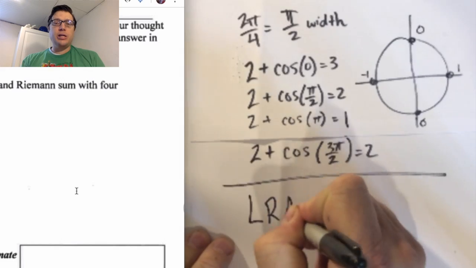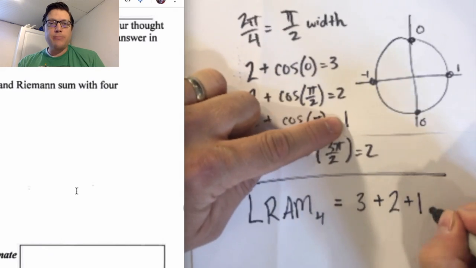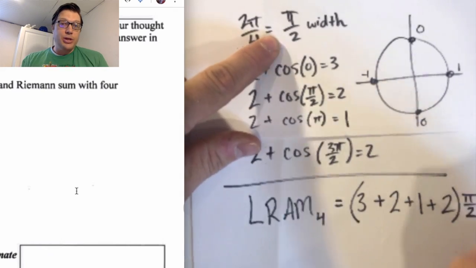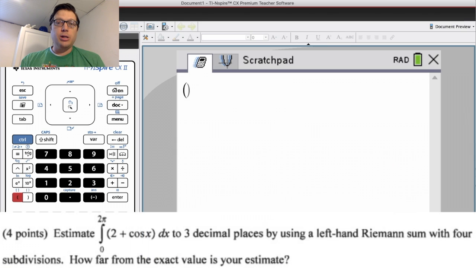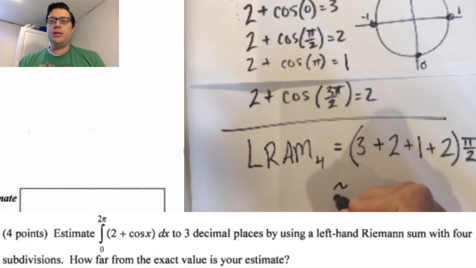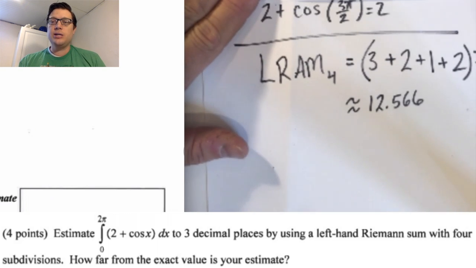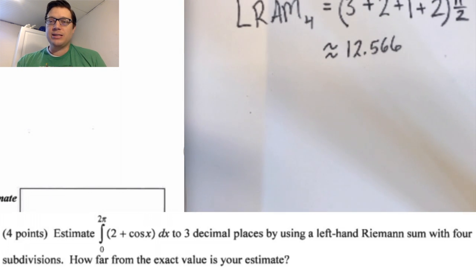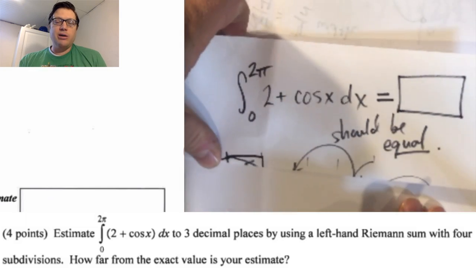With that information in hand, a left Riemann approximation with 4 subdivisions is going to take each of those heights, 3 plus 2 plus 1 plus 2, since the width is consistently pi over 2 for all of them, and we just multiply them out. So 3 plus 2 plus 1 plus 2, I can do that math in my head, so let's call it 8 times pi over 2. It's 4 pi. The approximate area under the curve using a left-hand Riemann sum is 12.566.